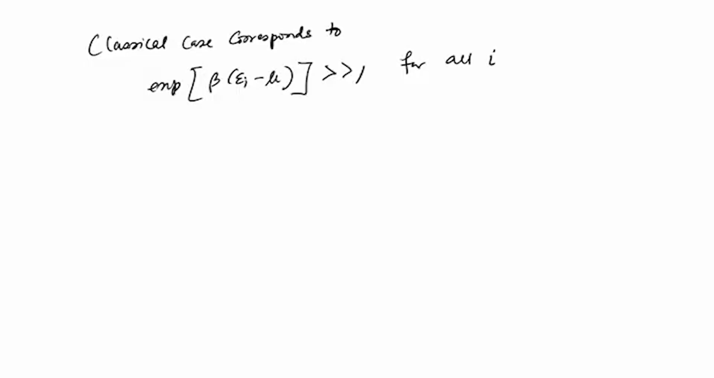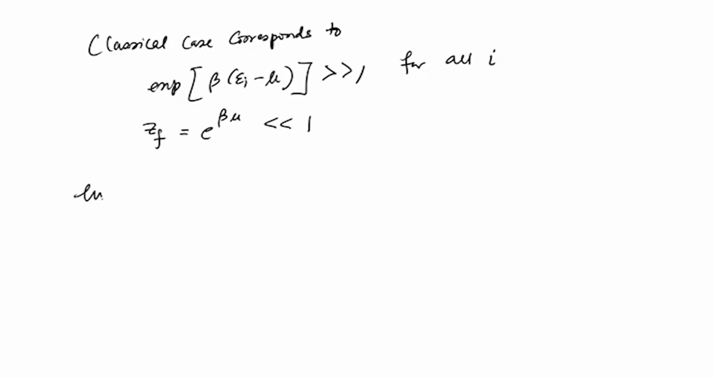So, this is naturally the limit for the classical case. That tells you that Z_F, which is equal to exponential beta mu, should be much smaller than 1 for this classical case to occur. So, let us try to derive it.